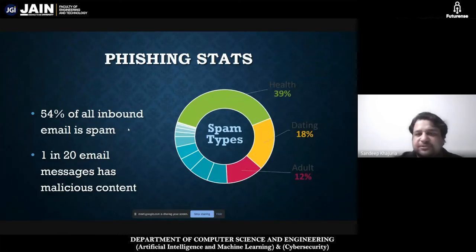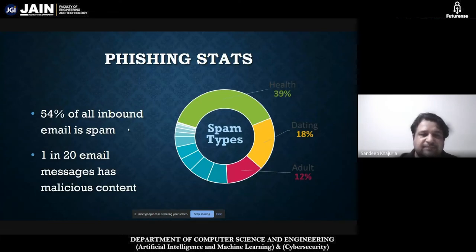So the stats of phishing speak for themselves. 50% of all inbound email is spam, and this 50%, 54% now, has increased and is continuously increasing, because with the outbreak of COVID, people were sitting in their homes. They were majorly doing online work, and the phishing stats shot up. Okay, so 54% is nowadays more like 72%.